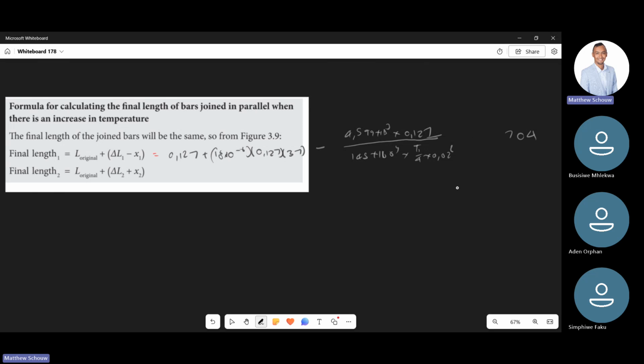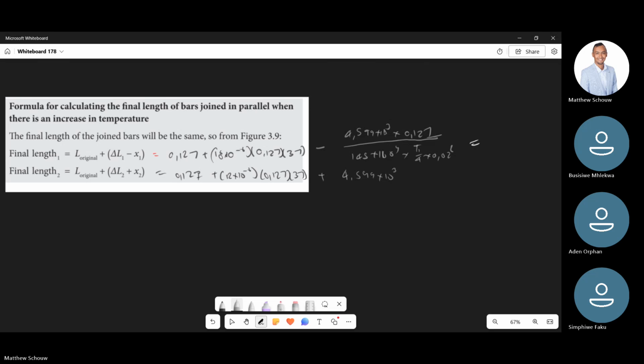Now let's quickly see what we get here. 0.127 plus 12. 0.127 times 37. Then over here it's plus the 4.5. It's basically what I had before, but just the plus now. That should be 215. Yeah.